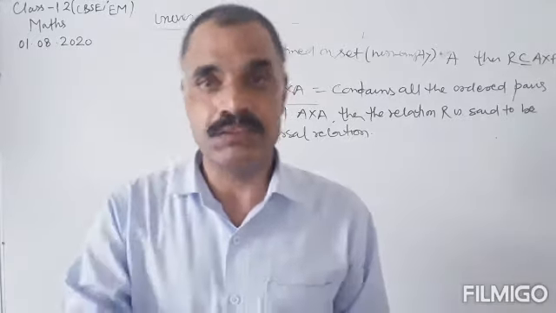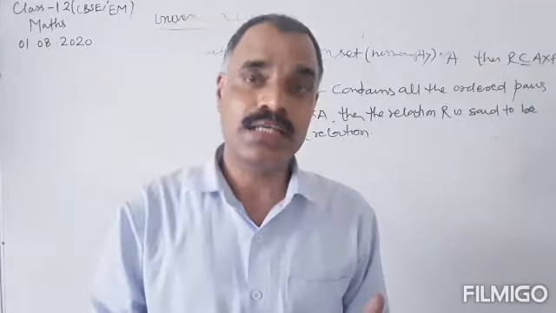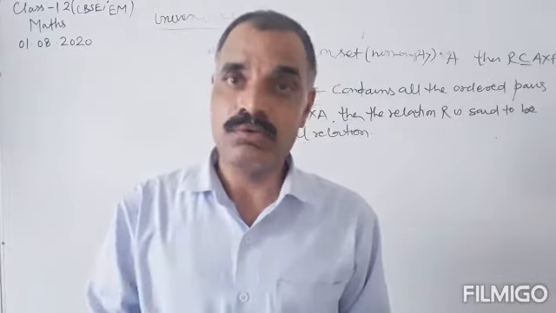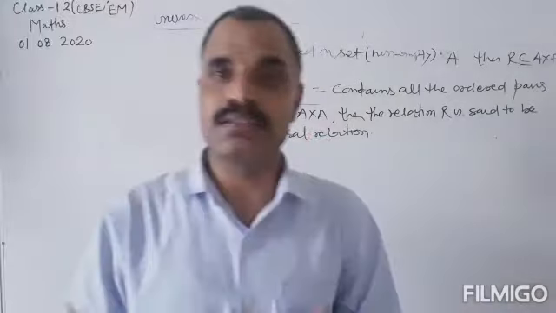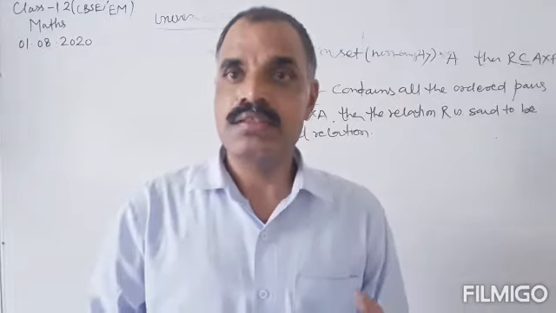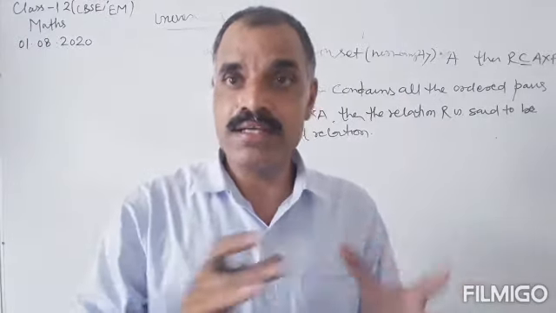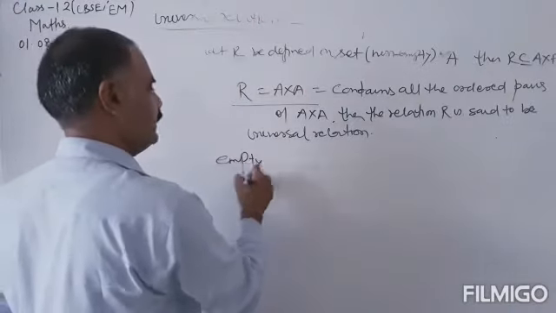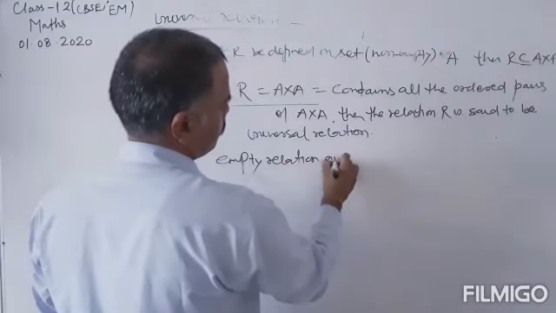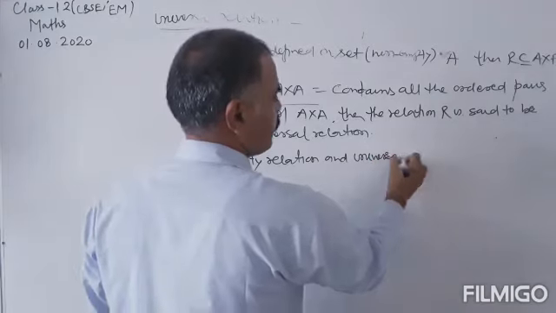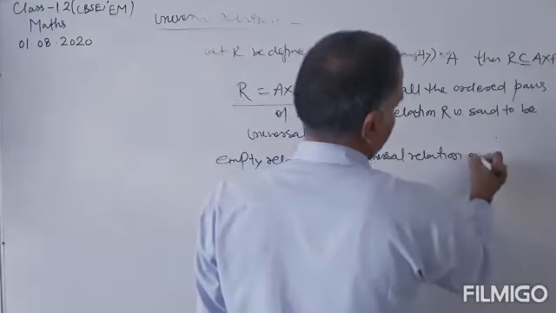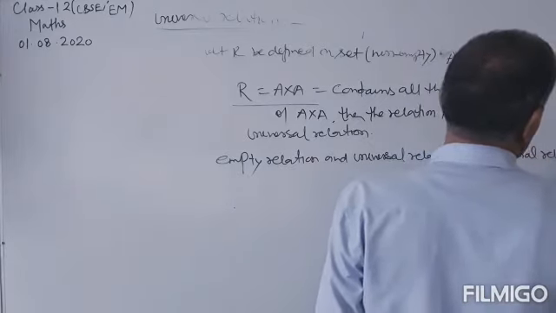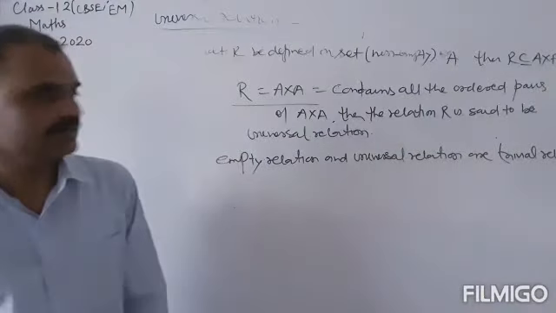That is the empty relation, which does not contain any element, and second, the universal relation, which contains all the ordered pairs of A into A. These two relations are said to be trivial relations. These two sets have the combined name trivial relation. Empty relation and universal relation are trivial relations. Okay, so these are the two trivial relations.